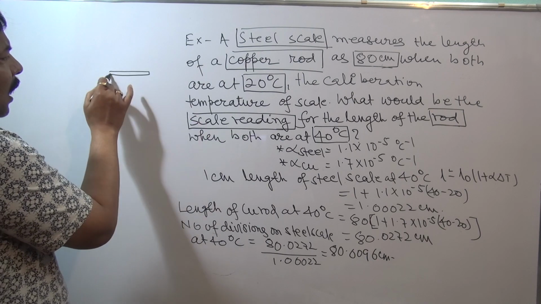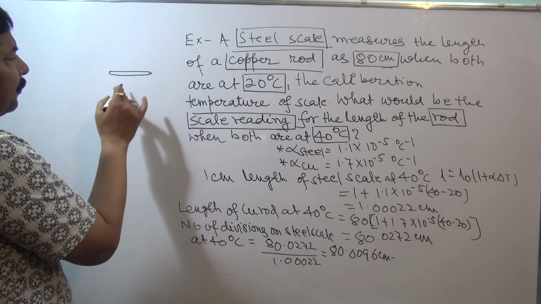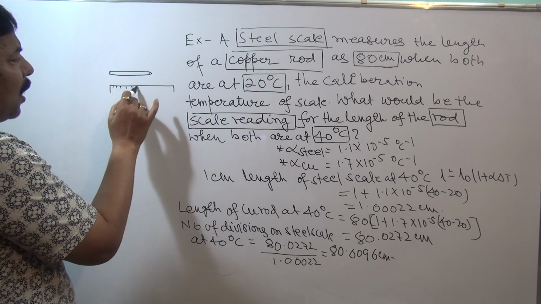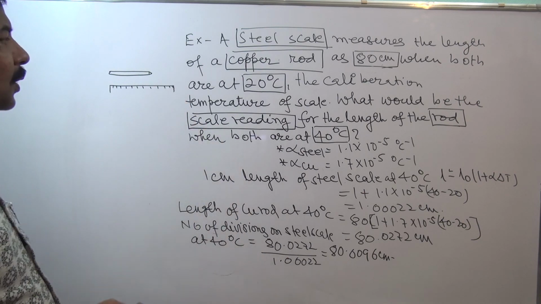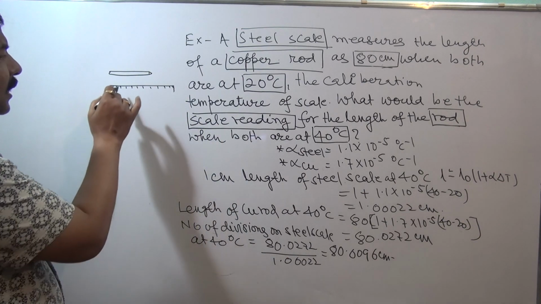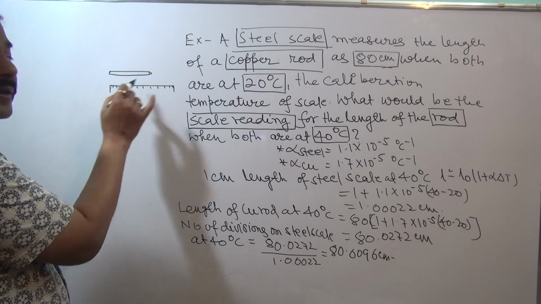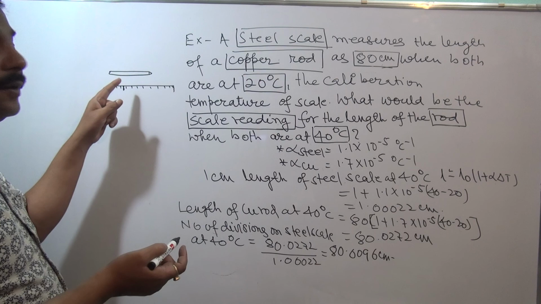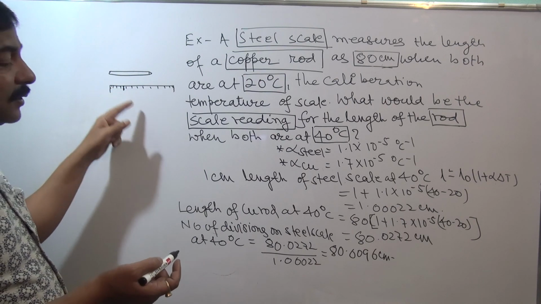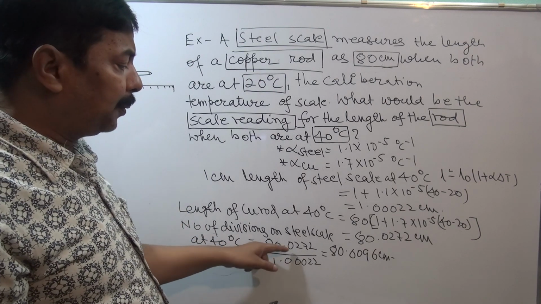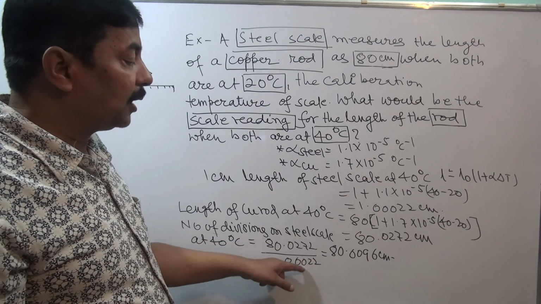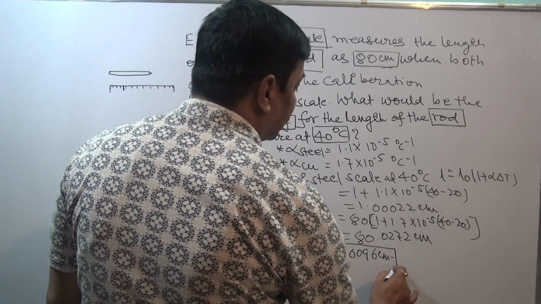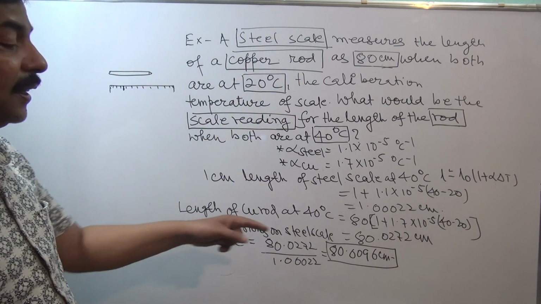Now try to understand. The rod has also expanded and the scale has also expanded, and I want to measure the rod reading. Now it is the expanded 1 centimeter that will be measuring it. In terms of 1 centimeter, how many times is the 1 centimeter repeating itself? We can find that just by dividing the result. So 80.000272 divided by 1.00022, this value, is the scale reading. The scale reading is this much.